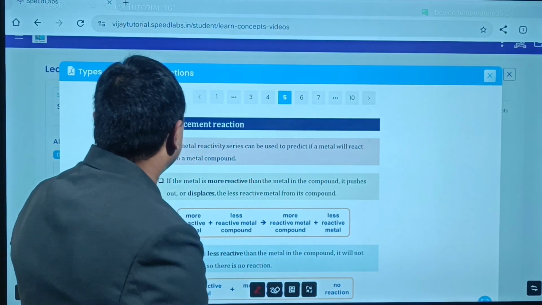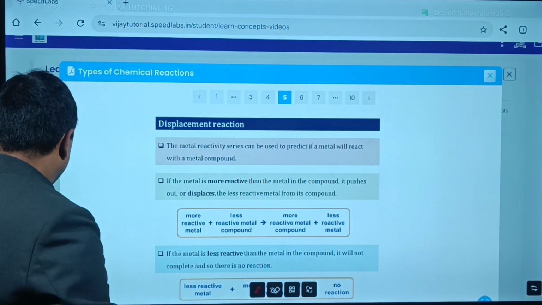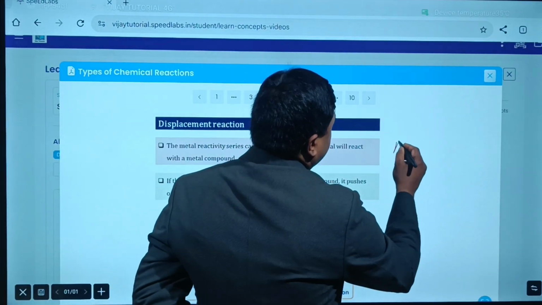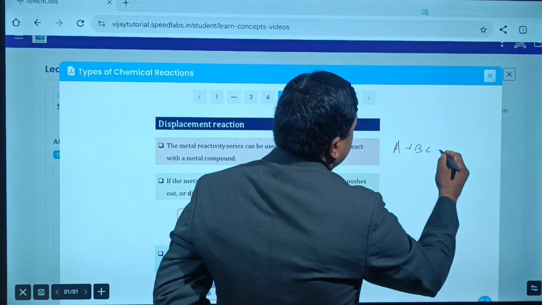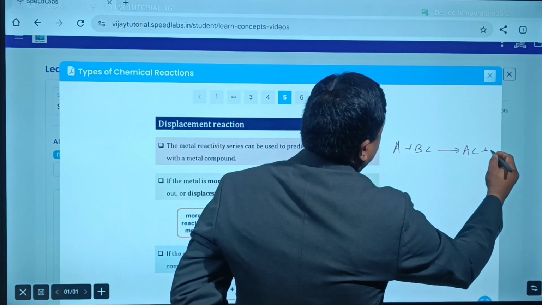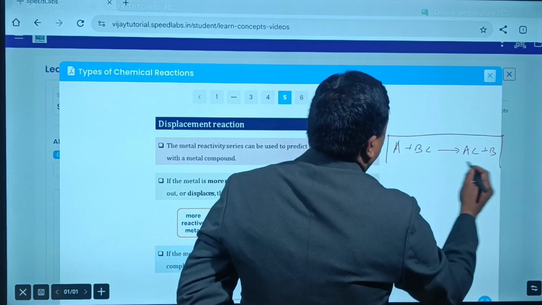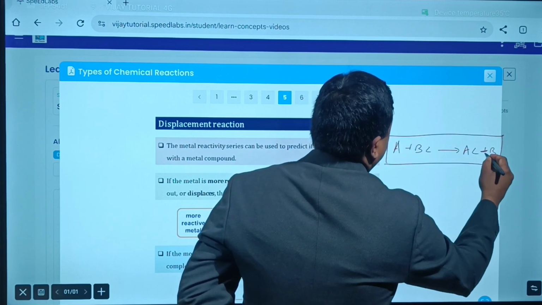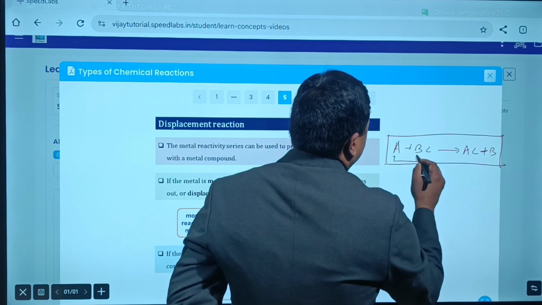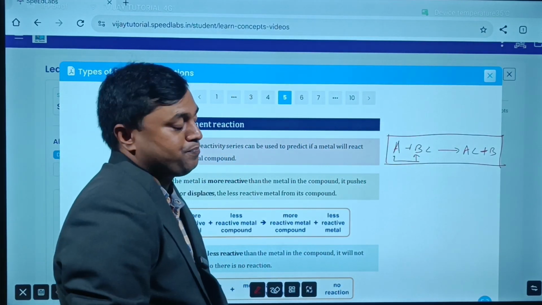So let's first read single displacement reaction. In the single displacement reaction we represent it like A plus BC gives rise to AC plus B. This is the representation of single displacement reaction. Here what is the condition? A must be more reactive than B.